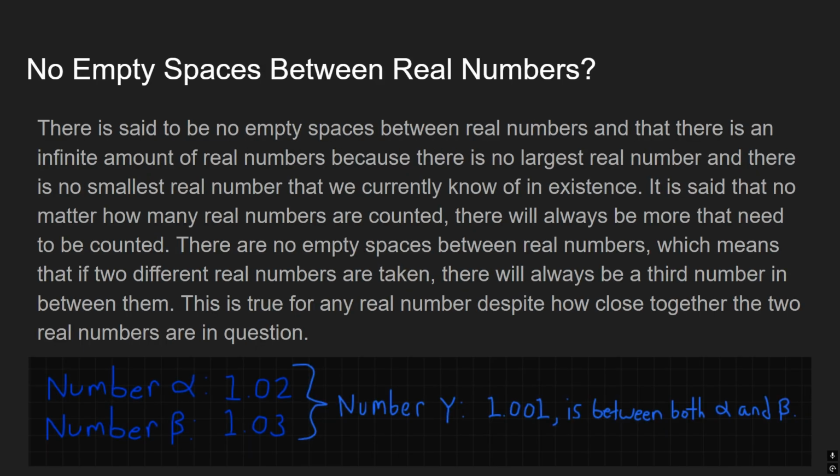In this example below, you see a number alpha, denoted as 1.02, and number beta, which is denoted as 1.03, and it would appear that these numbers are just about as close together as you can get. But as we see with number gamma, which is denoted as 1.001, it's between both numbers alpha and beta.